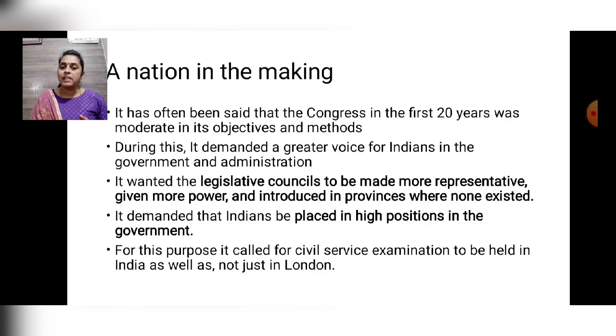For this purpose, it called for the civil service examination to be held in India as well, not just in London. At that time, the civil service examination, for IAS, IPS, such competitive examinations, used to be held only in England. The Indians wanted that they must also be given higher positions, and for that they needed to pass the IAS, IPS and all, so competitive examinations like the civil service examination must be held in India also. If it is held in London, not all people can afford to go to London to write the examination. So it will be easy if the same examination is conducted in India as well. So that was their demand.